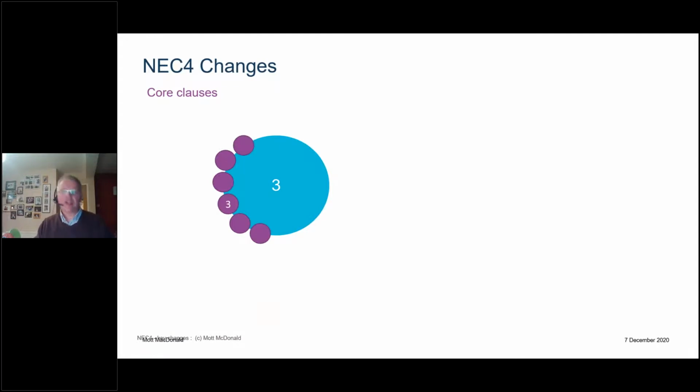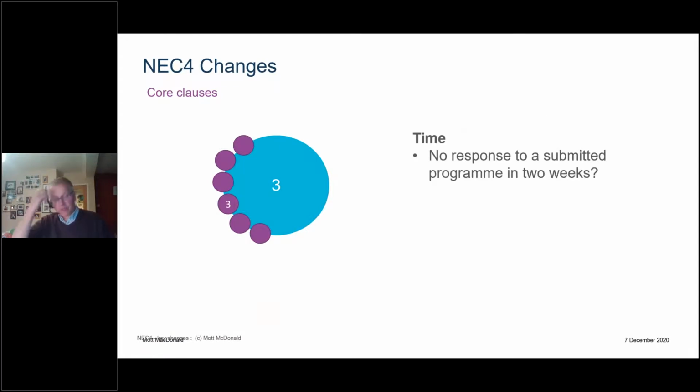Number 3 is program, time. Now this is one simple change which the market was crying out for, because the market said project managers are useless. They receive a program from the contractor and they sit on it. They put it in the in tray and they don't like to either accept it or not accept it.